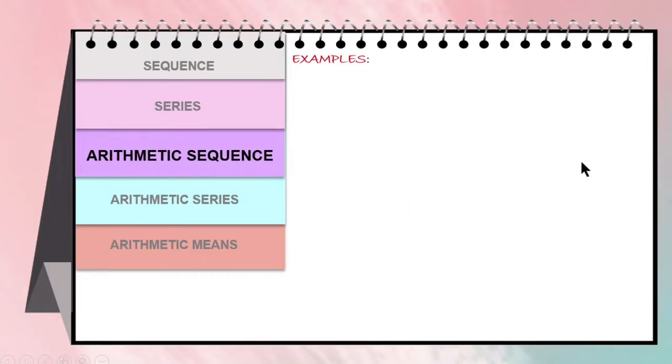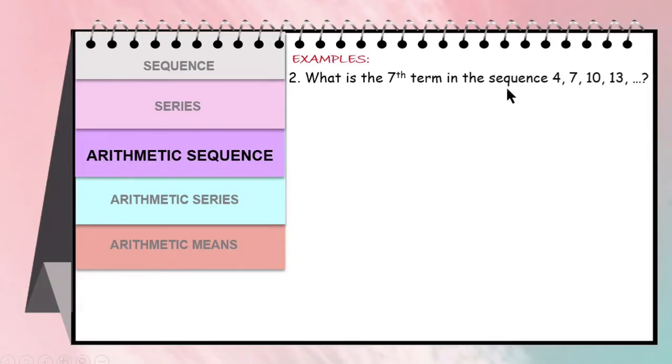Example number 2. What is the seventh term in the sequence 4, 7, 10, 13, and so on? First, let us determine if this sequence is arithmetic. 7 minus 4 is 3, 10 minus 7 is 3, and 13 minus 10 is also 3. There's a common difference, which is 3. Therefore, this is an arithmetic sequence.